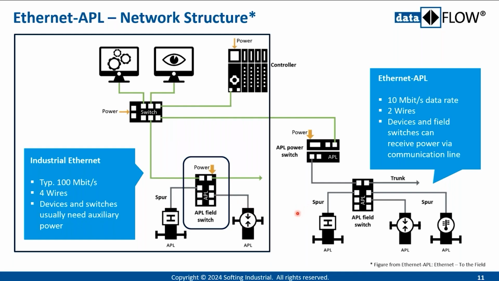And another technology that's probably coming in the future is this one here. So you have a power switch. All it does, it translates the external power into internal power, runs it over the cable, and that's where you're going to find the 1000 meters. And here you have an APL field switch who gets the power over the trunk cable.